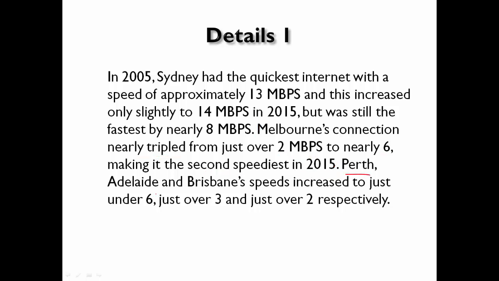The next thing you'll notice is Perth, Adelaide and Brisbane. They're not as significant as Melbourne and Sydney. And we don't need to say Perth increased from this speed to this speed, Adelaide increased from this speed to this speed, and Brisbane increased from this speed to this speed. We just need to say what they increased to in 2015. So under 6, just over 3, and just over 2. These are the speeds they increased to in 2015, because Perth, Adelaide and Brisbane are not that significant.